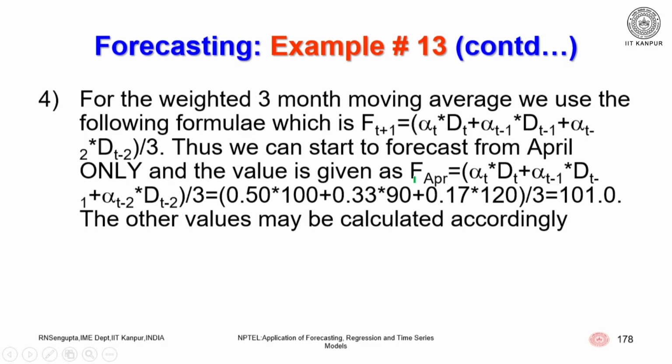So, based on that, the April value would be given by alpha t into dt, and here alpha t and dt are the corresponding weightage and the value for March.